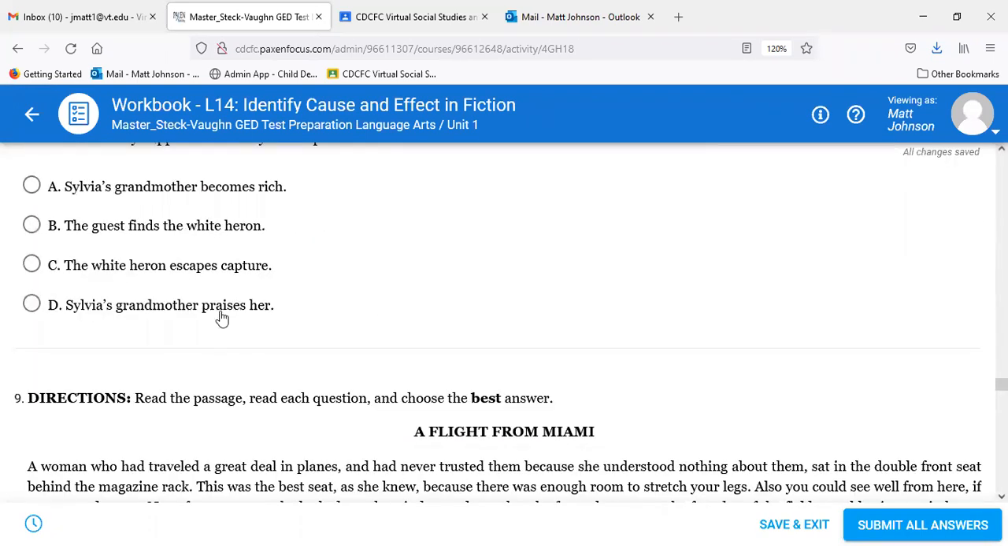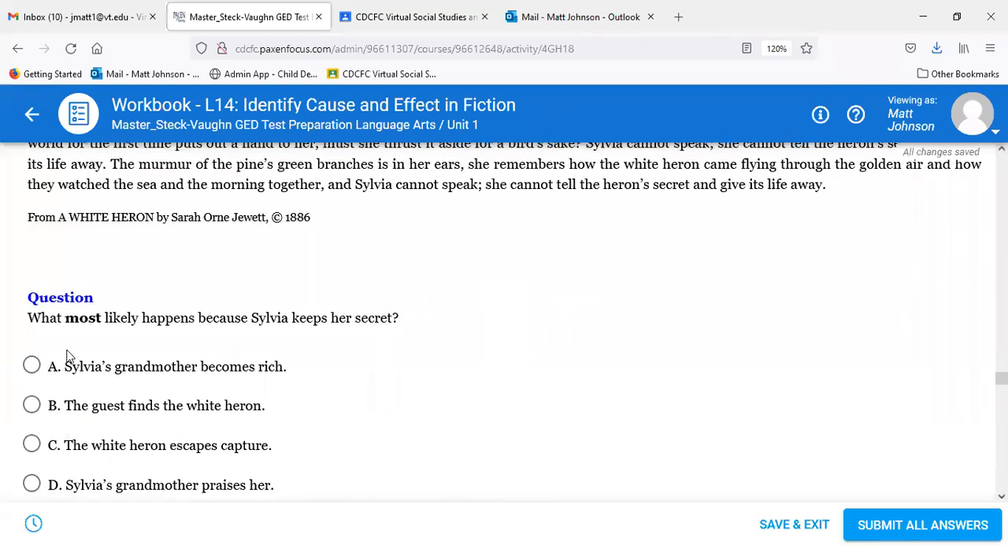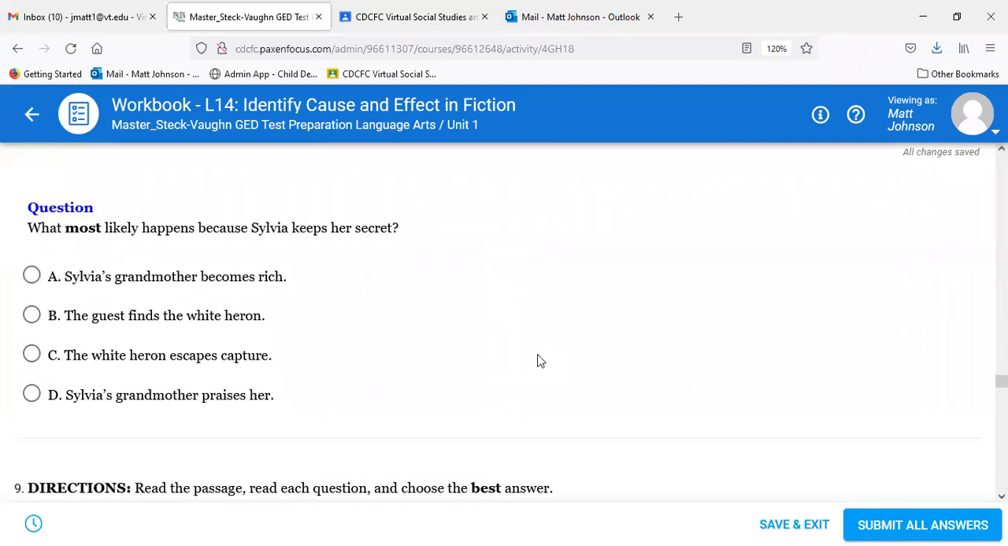Let's see, Sasha Gay, you want to take number 8? What most likely happens because Sylvia keeps her secret? A. Sylvia's grandmother becomes rich. B. The guest finds the white heron. C. The white heron escapes capture. D. Sylvia's grandmother praises her.